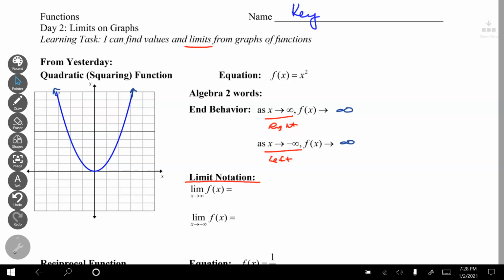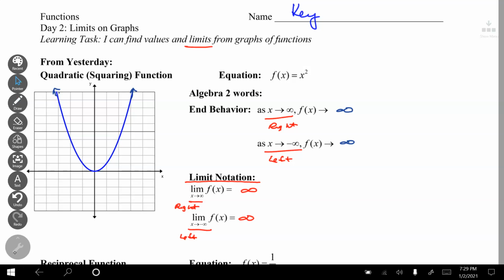So if you look at it, it looks very similar. You see that it has as x goes to infinity, and it has f of x. Well, what we're going to say is that this is going to go to infinity. It says as x goes to infinity, where is that function going? And that's the right side. And now we have the same thing over here as x goes to negative infinity, which is the left side. The function is going to infinity.